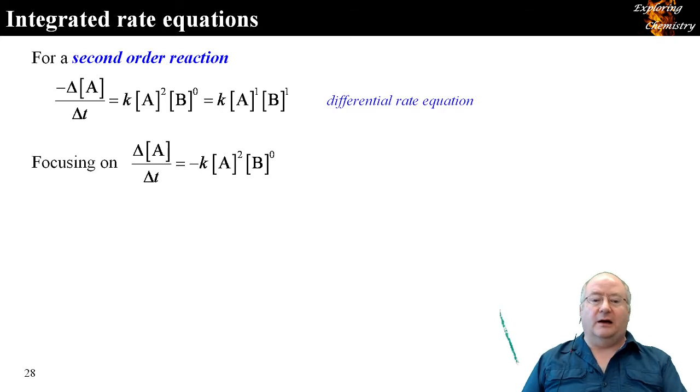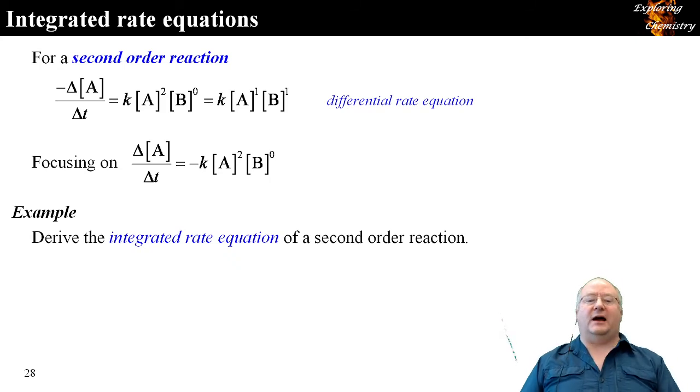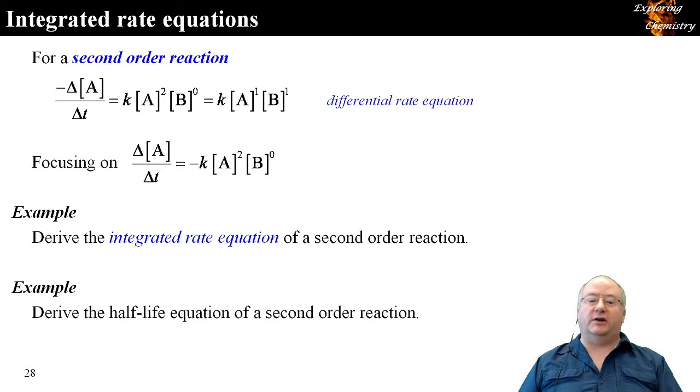So the first one is easier to come up with the integrated rate equation. We're not actually going to derive the integrated rate equation. I'm going to give it to you. But we are going to derive the half-life, because that is something that I fully expect you to be able to do.